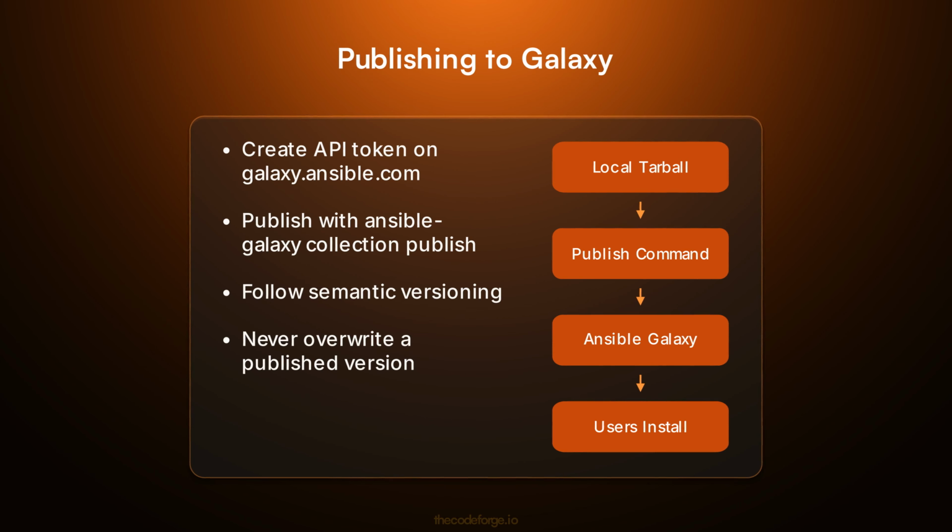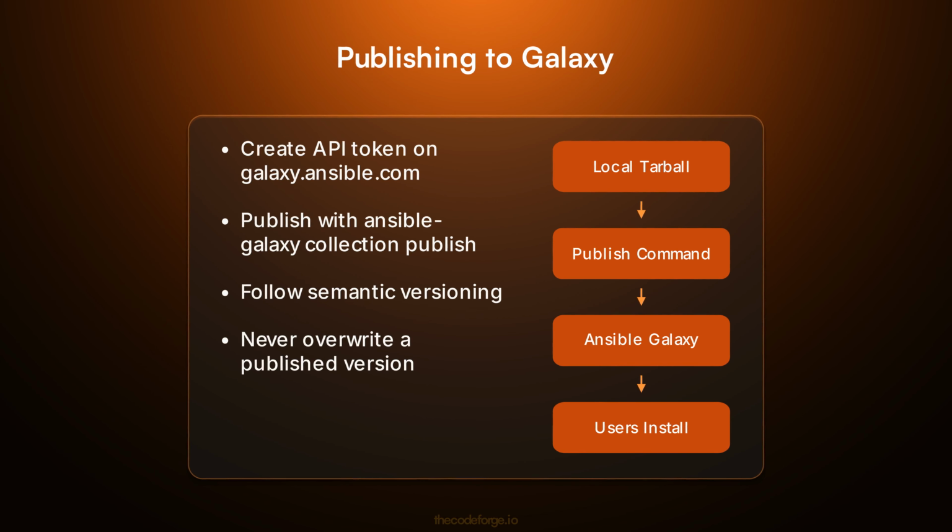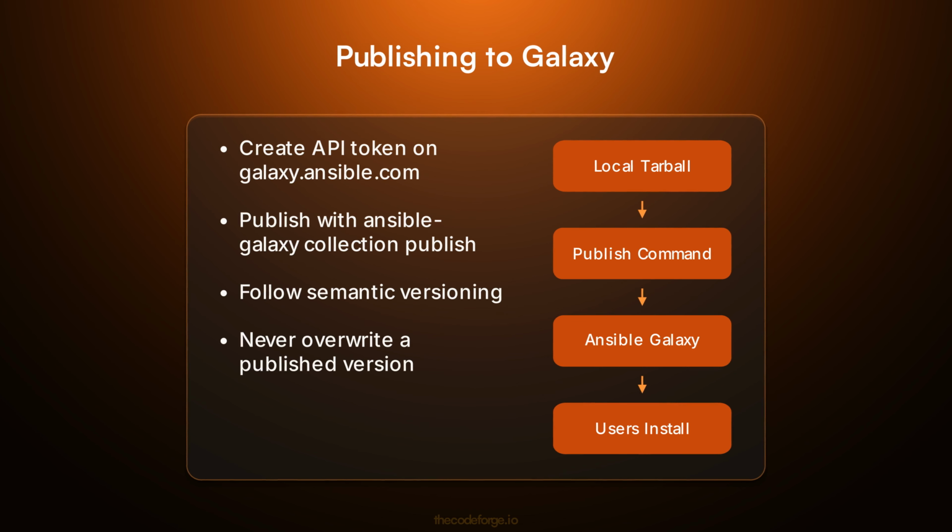When you're ready to share, publish to Ansible Galaxy. First, create an API token on galaxy.ansible.com, then run ansible-galaxy collection publish. After publishing, anyone can install with ansible-galaxy collection install. Versioning is critical. Follow semantic versioning. Never overwrite a published version.